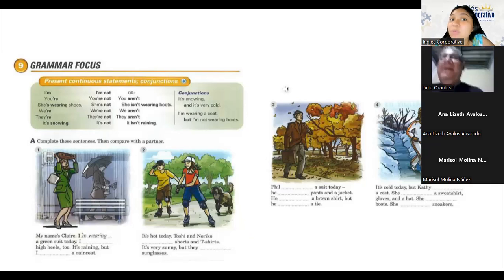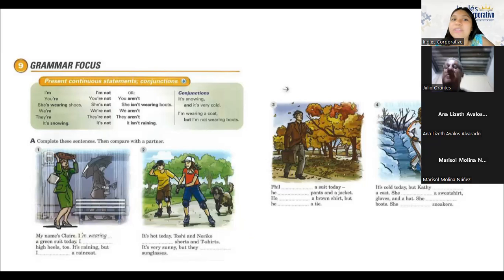Nosotros estamos prestando atención, pero no estamos escribiendo. Okay. We are paying attention, but we are not writing. Okay. The ING, okay? Es algo que tenemos que practicar, okay? So don't worry.